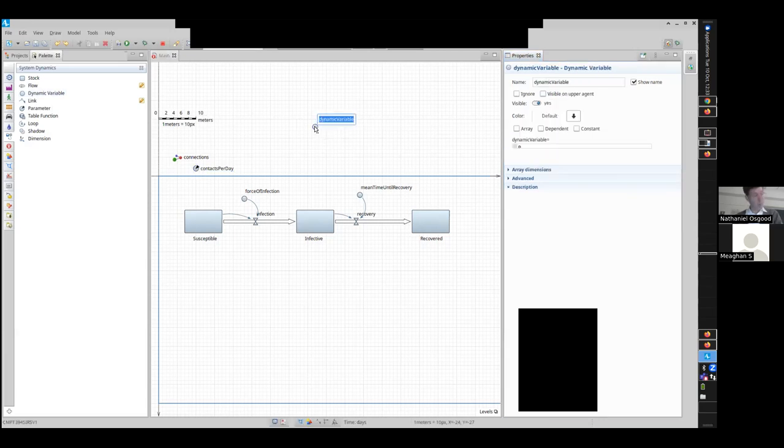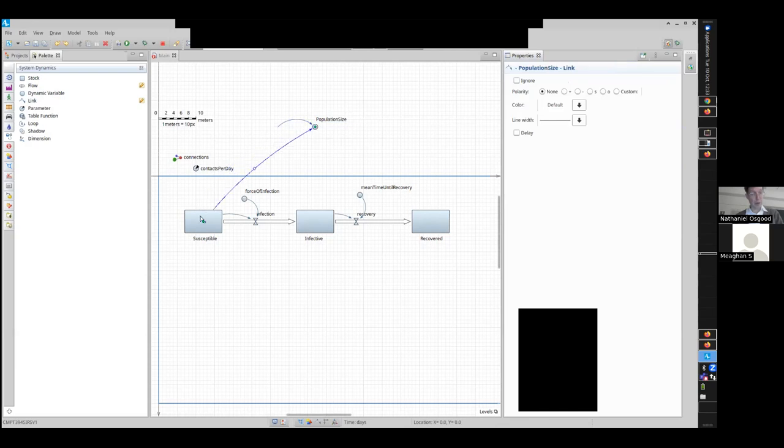We'll create a so-called dynamic variable, an auxiliary variable as it's commonly called, that's going to be called population size. For now, we'll make it a dynamic variable. You could argue it's a fixed constant here, and we'll talk about that later, but there may be some extensions for the model which treat it as dynamic, where you might have deaths occurring, for example, people being born. So we're going to have a population size.